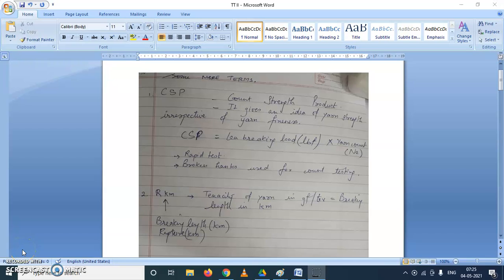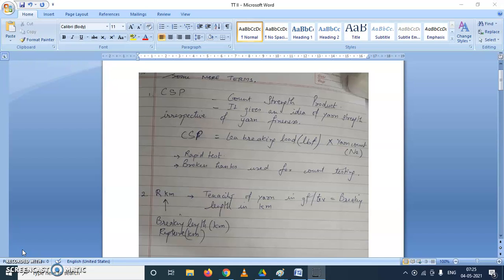Good morning to all. So today we'll try to understand some more terms related to tensile testing of textiles. First we'll cover CSP. We know the full form of this word is count strength product.